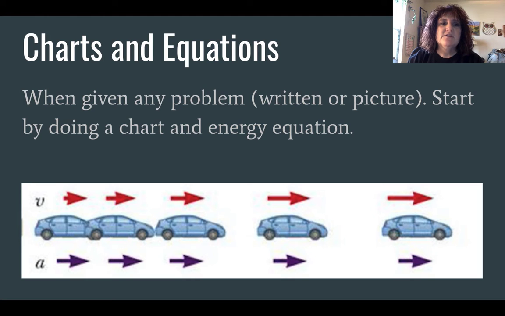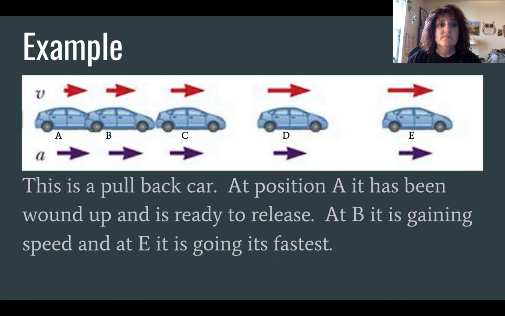All right, so we're going to start with charts and equations. Anytime you're given a problem, either written or picture, you're going to start by doing an energy chart and energy equation. In this example, this is a pullback car. I've labeled the positions A, B, C, D, E from left to right. At position A, the car has been pulled back, wound up, and is ready to let go.